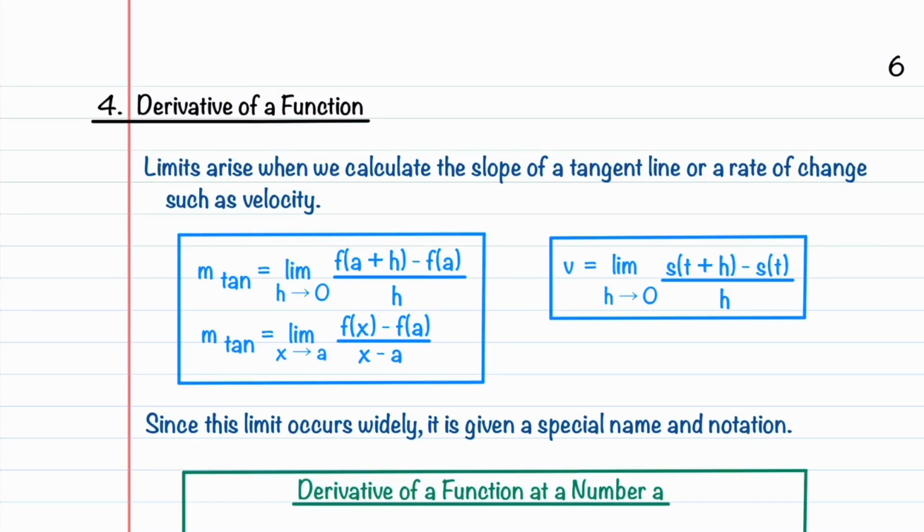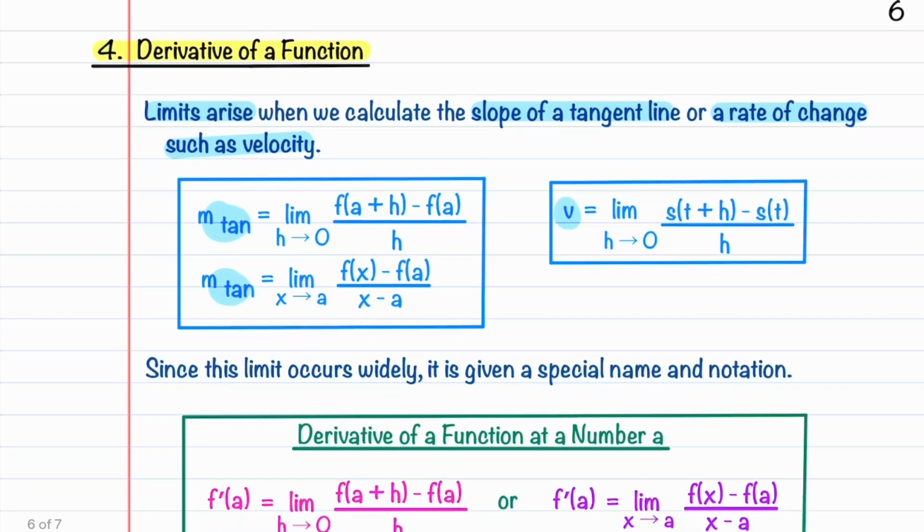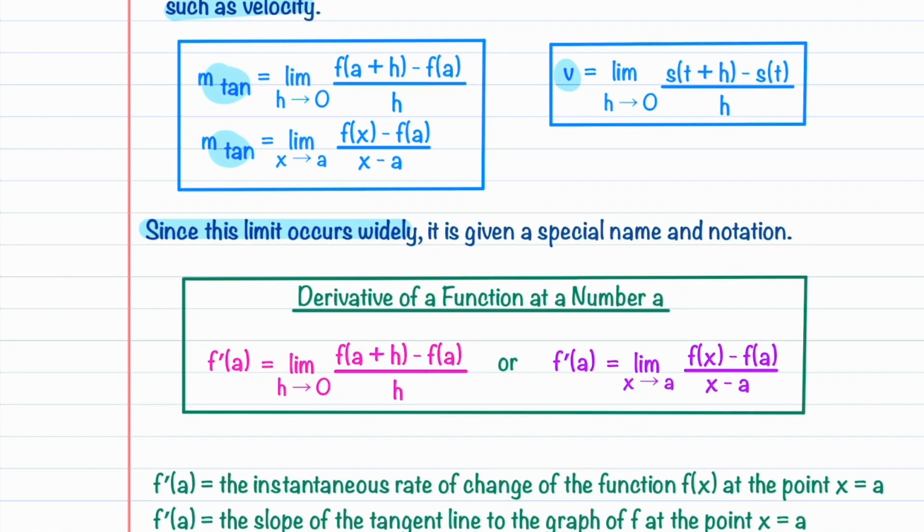We're going to now learn how a derivative is defined. Limits arise when we calculate things like the slope of a tangent line or a rate of change such as velocity. I've written these definitions here so you can see that their definitions involve limits. Can you see that these limits look really similar? Since this limit occurs widely, it is given a special name and notation.